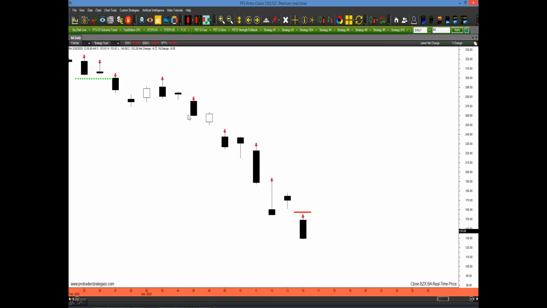Now, sure, we could have exited and taken a profit right here. Even off the first day, we could have entered a profit exit right here. But if you decided to stay in, you ultimately would have stayed in until the 20th of March. You place your last stop and been stopped out here for 195 points.